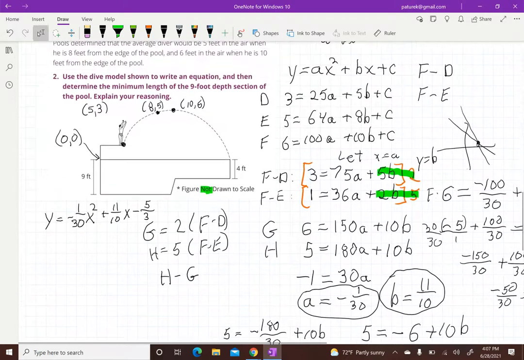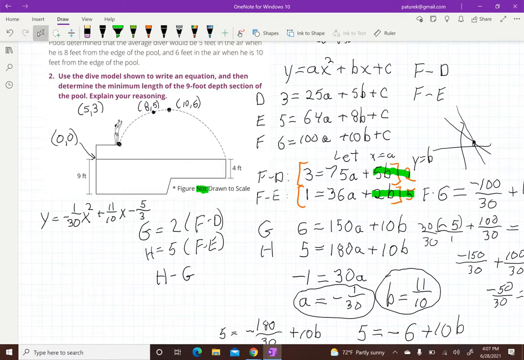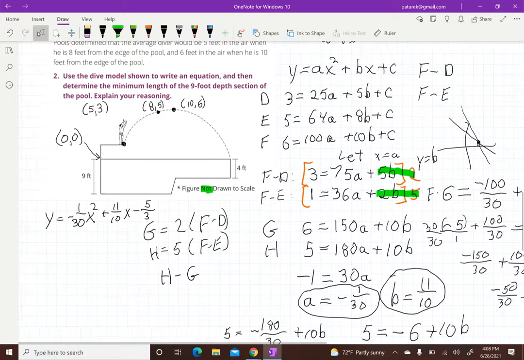But they still haven't actually answered question 2. We've spent all this effort building the quadratic equation so that now we can go and answer question 2. It says, use the dive model shown to write an equation. Well, there it is. And then determine the minimum length of the deep section of the pool. It will be a minimum.